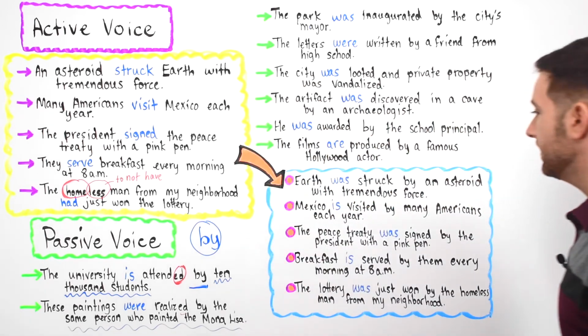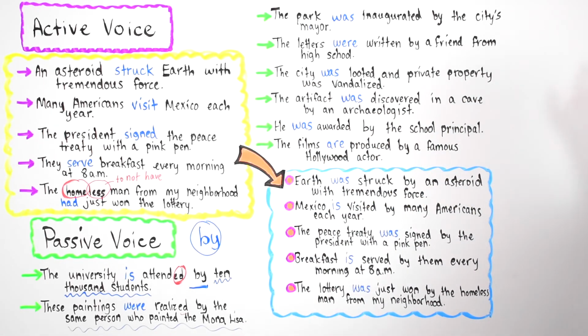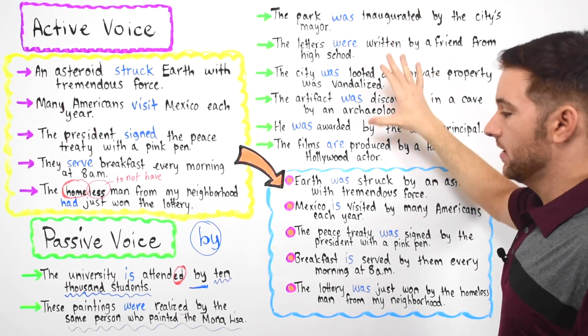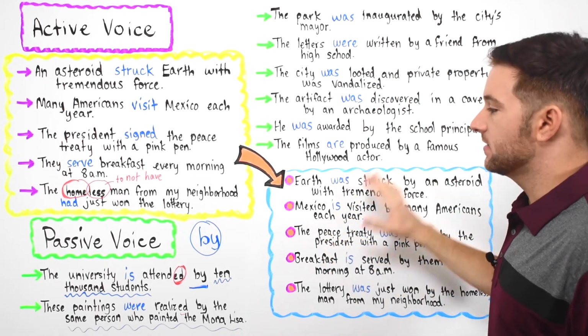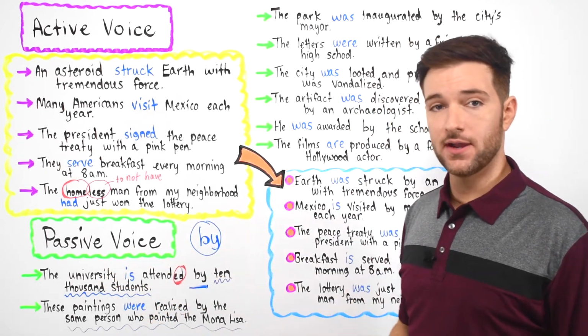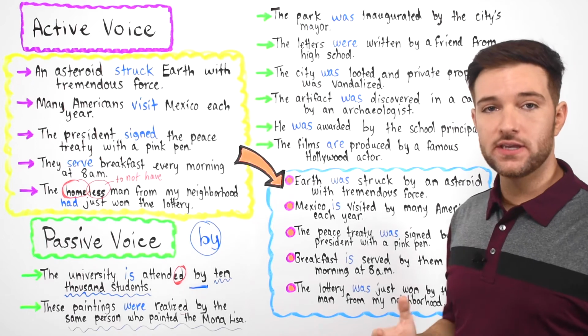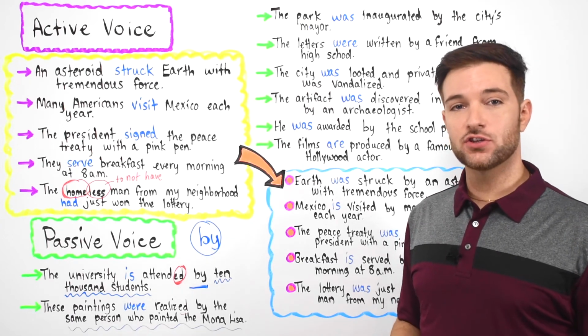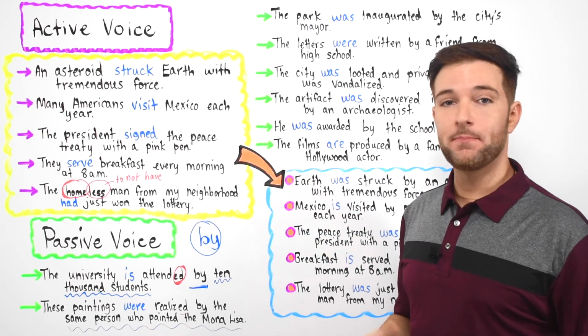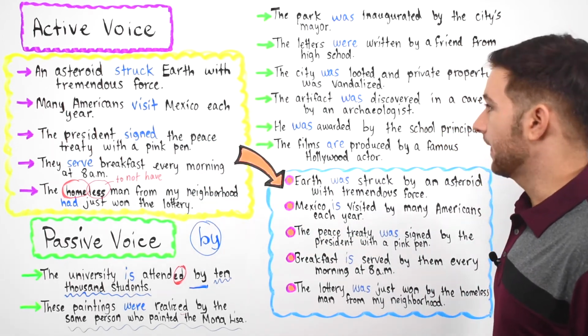Let's go ahead and look at these ones over here. So you can see that even here we have some of these examples, and this is one of the easiest ways to tell if something is using the passive voice or not. All right? Now, before we end this lesson, guys, let's go ahead and turn our active voice sentences right here into passive voice sentences. Okay?